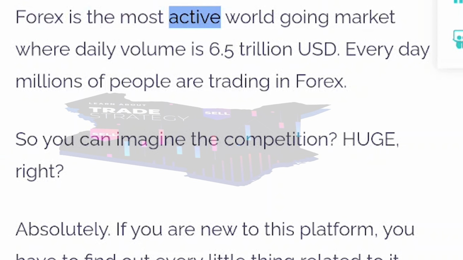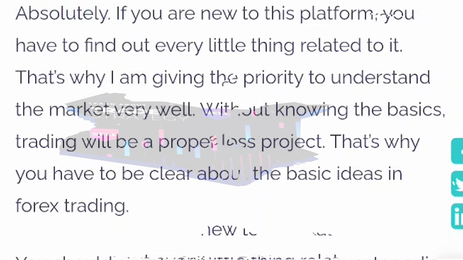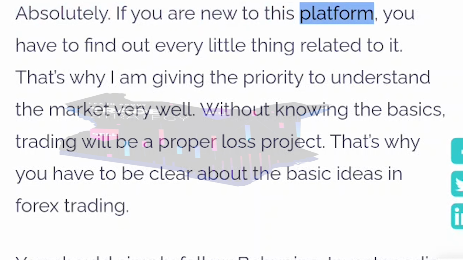Forex is the most active market in the world, where daily volume is 6.5 trillion United States dollars. Every day millions of people are trading in Forex. So you can imagine the competition? Huge, right? Absolutely. If you are new to this platform, you have to find out every little thing related to it. That's why I am giving priority to understanding the market very well. Without knowing the basics, trading will be a proper loss project. That's why you have to be clear about the basic ideas in Forex trading.